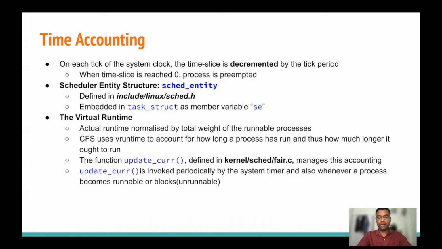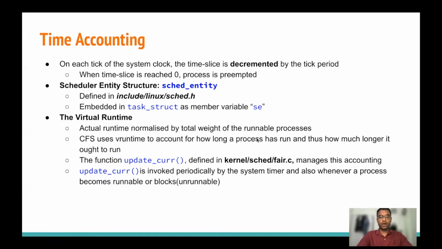All the timing information is kept inside a structure called scheduler entity, and this entity is part of the task struct. So in this way, it is related to the process. If you have not seen this variable, then you can again visit this task struct and see this variable will be there with the type of schedule entity. This schedule entity has a variable called virtual runtime. We call it a virtual runtime because it is the normalized runtime of a process based on the total weight of the runnable processes.